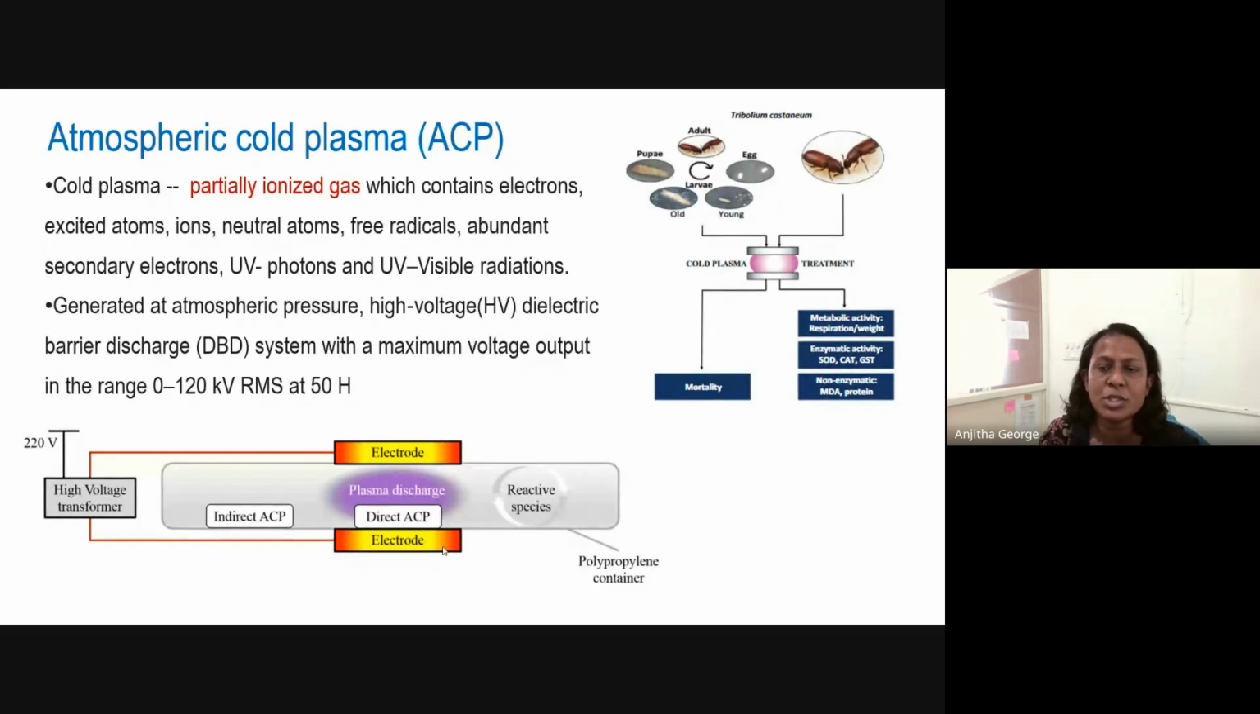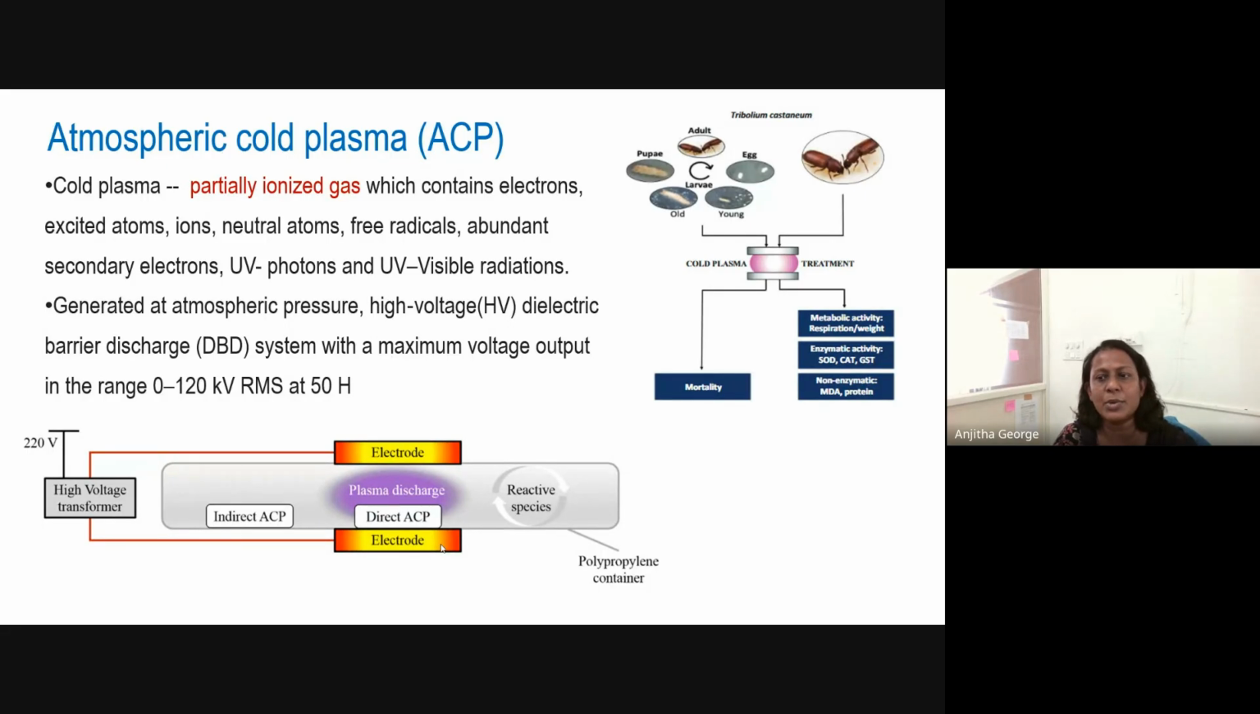Here we can use it in two ways. That is direct exposure of this cold plasma to the different insect stages in stored seeds. Another is indirect, where you treat the substrate, either the food or the seed material, and then release the insects and find out whether there is any adverse effect on the development or growth of this insect pest.